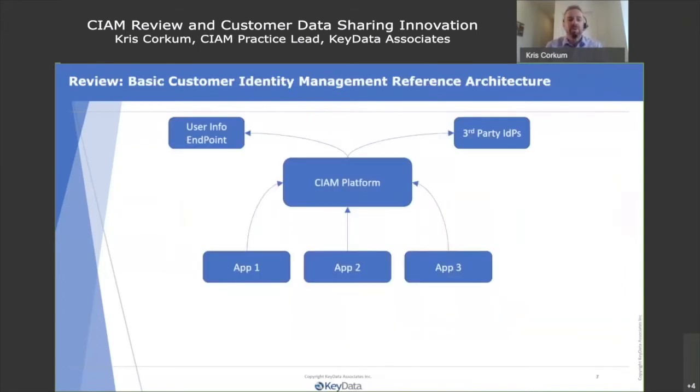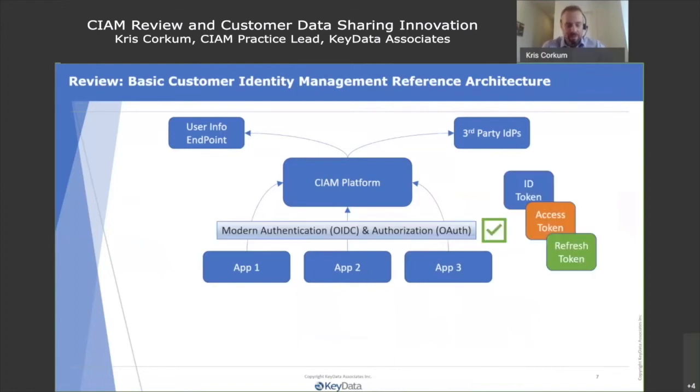So just from a quick reference architecture point of view, I wanted to boil down some of these CIAM features to prepare us for the second part of our talk. Applications are integrated with the CIAM platform, as we talked about, using OpenID Connect for centralized authentication and authorization. After login in OpenID Connect, an identity token that represents the user, an access token that gives access to the user info endpoint, and refresh tokens to get new access tokens when the access token expires are issued to applications.